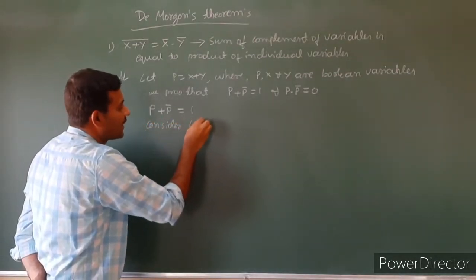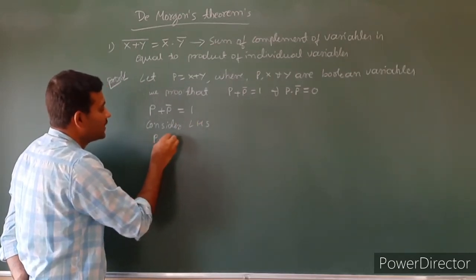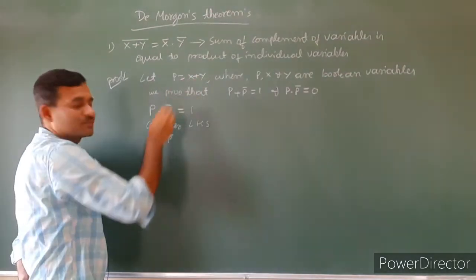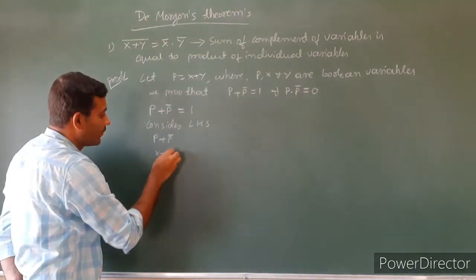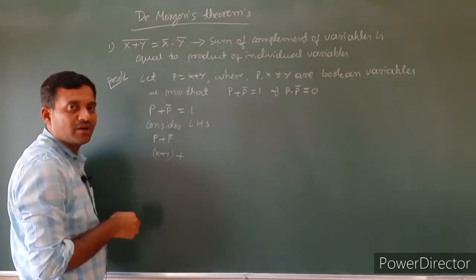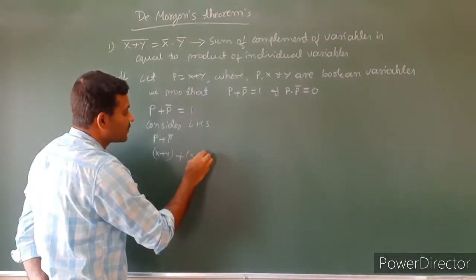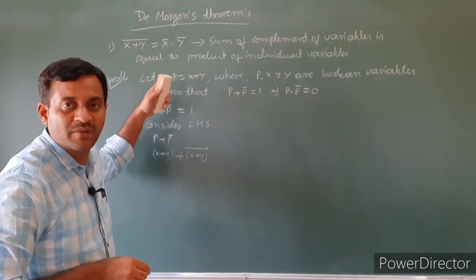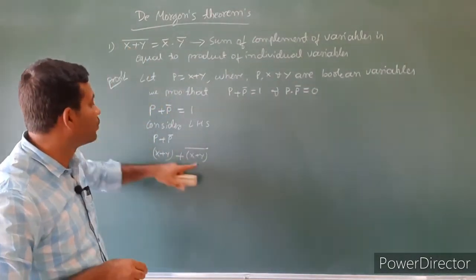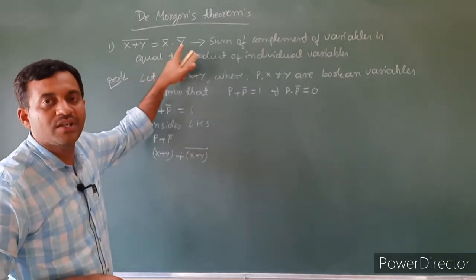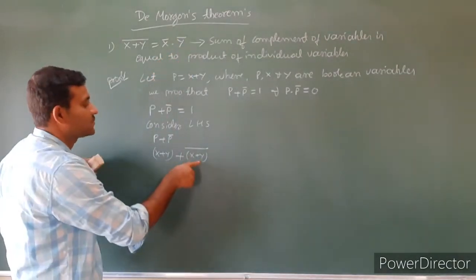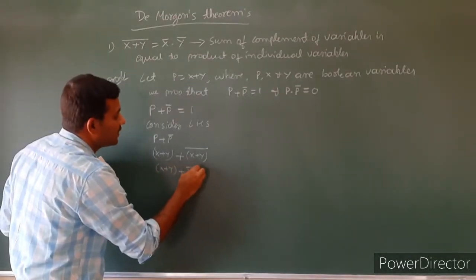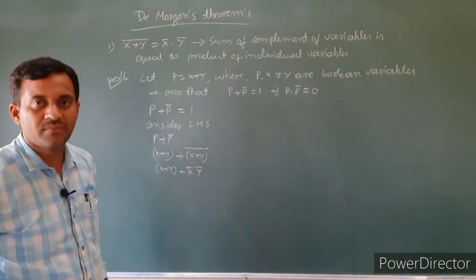Consider the left hand side. Here the left hand side is P plus P bar. What is the value of P here? P value is x plus y, plus P bar. What is P bar? x plus y whole bar. But what is the definition of De Morgan's first theorem? x plus y whole bar is equal to x bar into y bar. In place of x plus y whole bar, replace x bar into y bar.